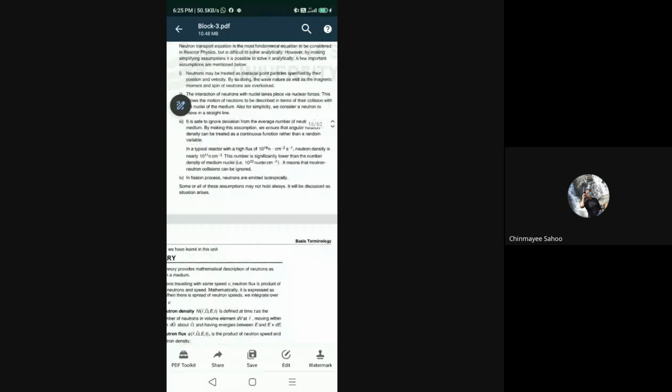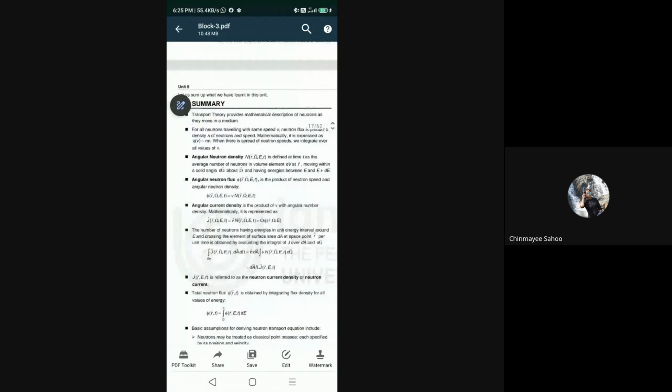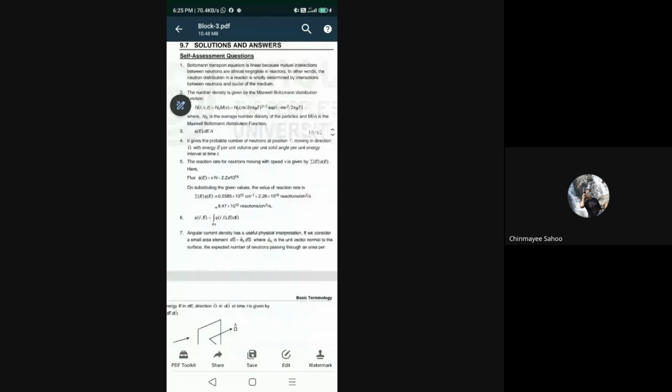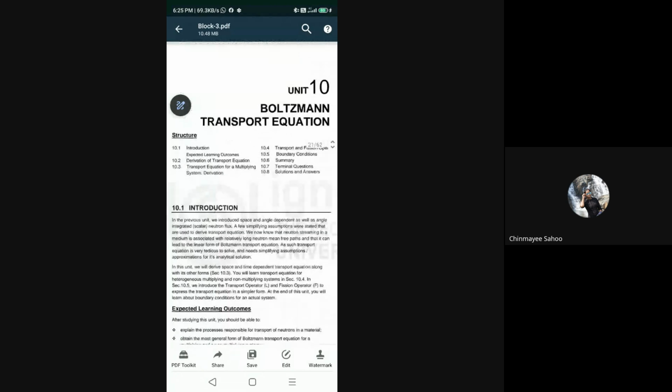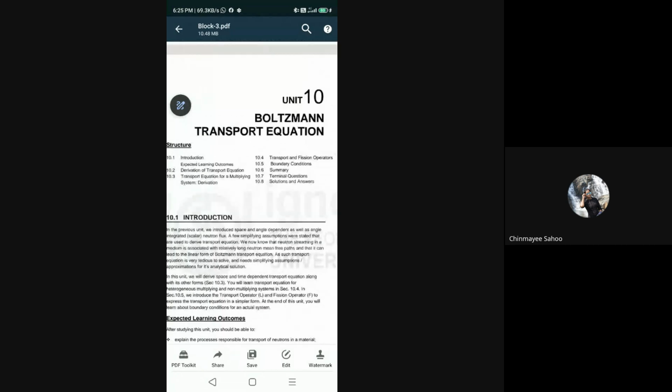In a fusion process, neutrons are emitted isotropically. So, all of these assumptions may not hold always. It will be discussed as the situation arises. Okay. So there are some solutions and terminal questions. You may go through this. Then we shall discuss Boltzmann transport.